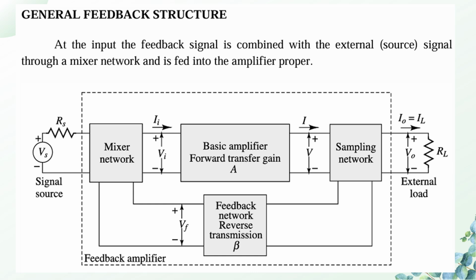Next to the amplifier, we have the sampling network. Depending upon the type of sampling, there are two types available: shunt sampling and series sampling. Next to the sampling network, we have the load resistance RL.